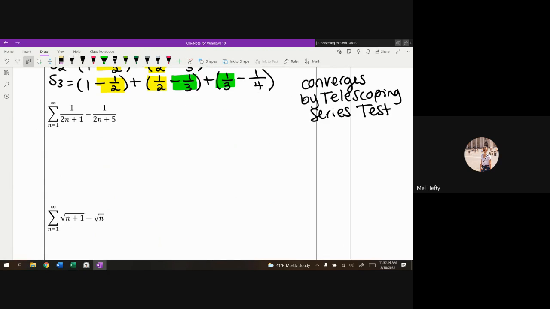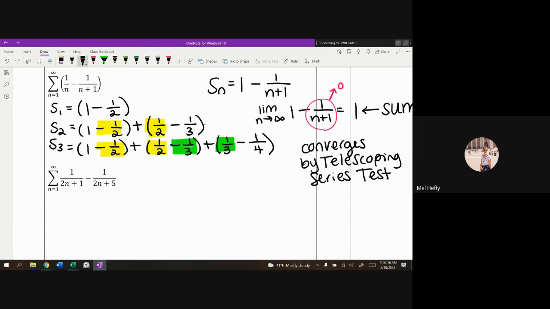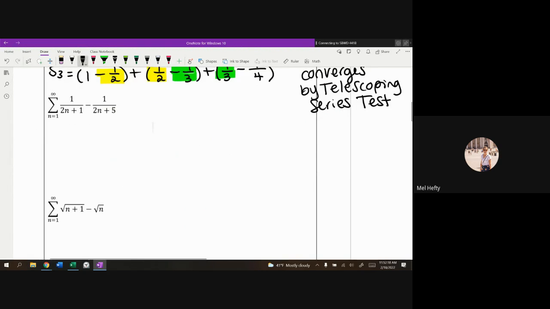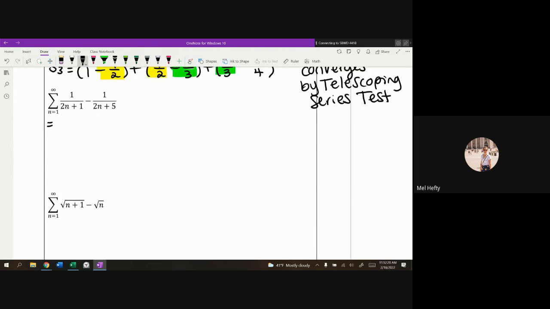All right, for this one, instead of writing out S sub 1, S sub 2, S sub 3, I'm just going to start listing as many terms as it takes for me to see the pattern. All right, if I plug in 1, what's the first fraction going to be? All right, what's the second fraction going to be?